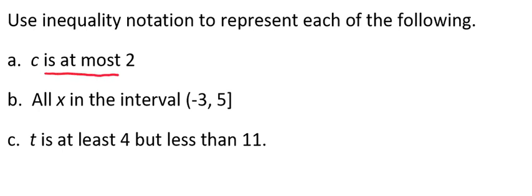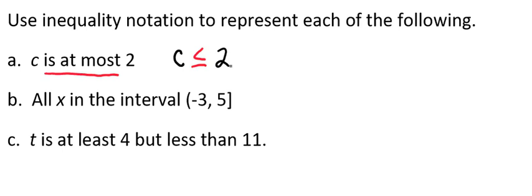So what does that mean? If C is at most 2, then that means that the biggest number that it can be is 2. So it can be 2 or it can be smaller. So we can write that in inequality notation as C is less than or equal to 2.